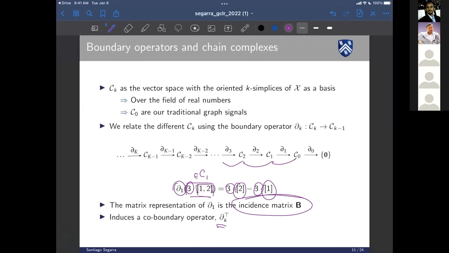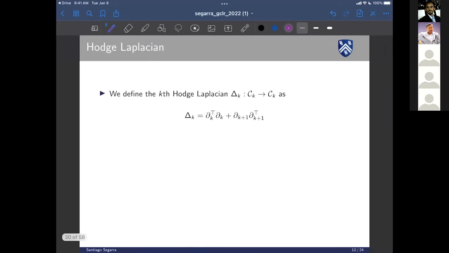Good. And with that definition, we can indeed define a Hodge Laplacian. So a Hodge Laplacian Δ_k is something that operates in C_k and goes to C_k. So this is something that takes me through a signal in nodes to nodes, edges to edges, triangles to triangles. It operates kind of at the same level. And it's defined in this way. So we already have the definition here.